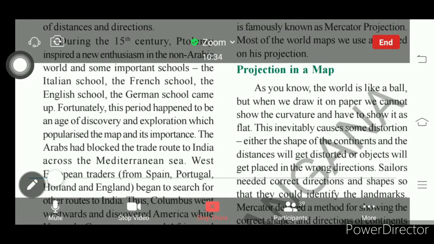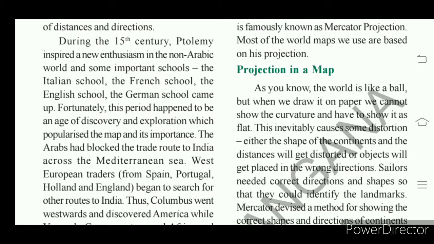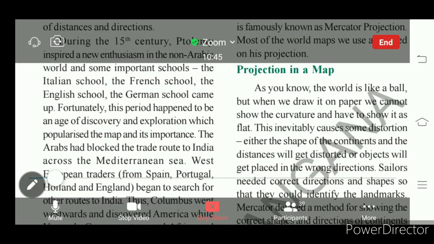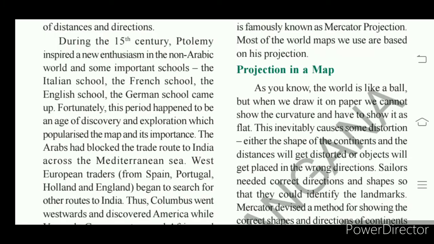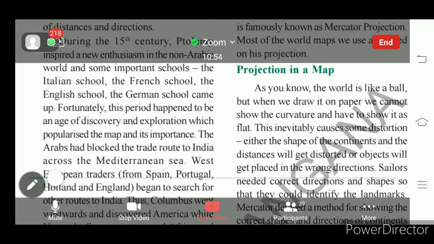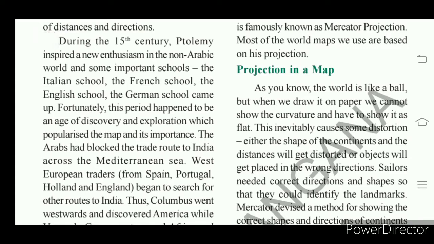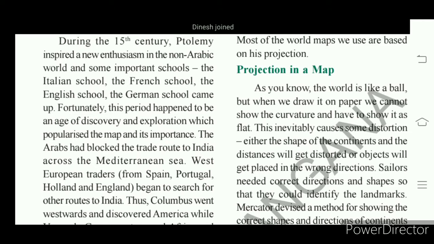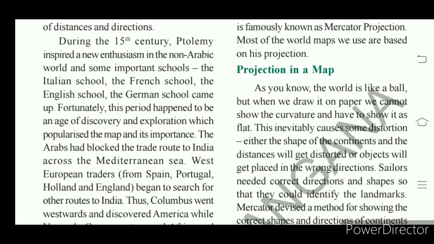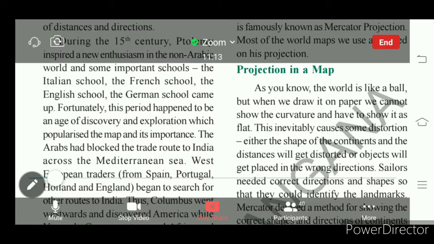Projection in a map. What is projection? Before that, let me recall the main points which we discussed. We discussed different kinds of maps prepared in different periods: the Mahabharata period, the ancient Indian period, then the Britishers' period, and the Babylonians, Sumerians. In this way, they prepared maps showing the world. The Greeks also prepared maps.